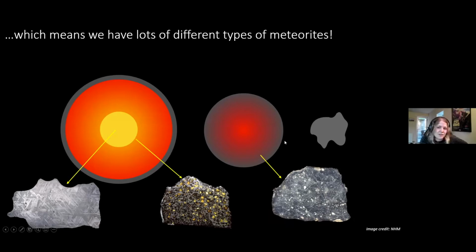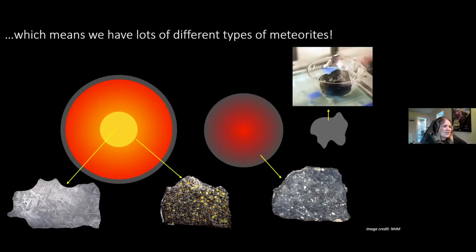But like I said, the primitive asteroids are very, very delicate. You know, they're friable. You look at them and they fall apart. That's all it takes. So we have to be very careful with these meteorites.